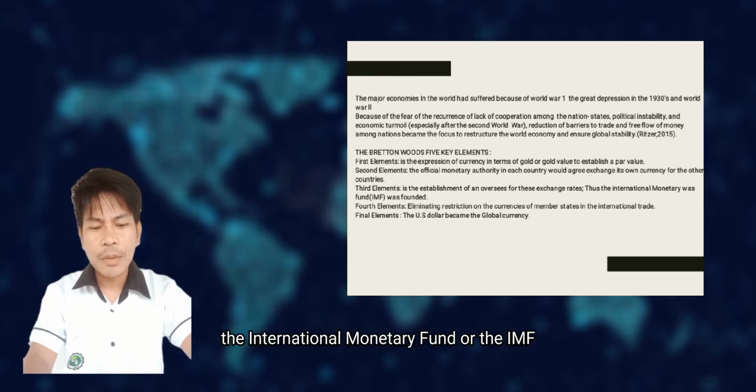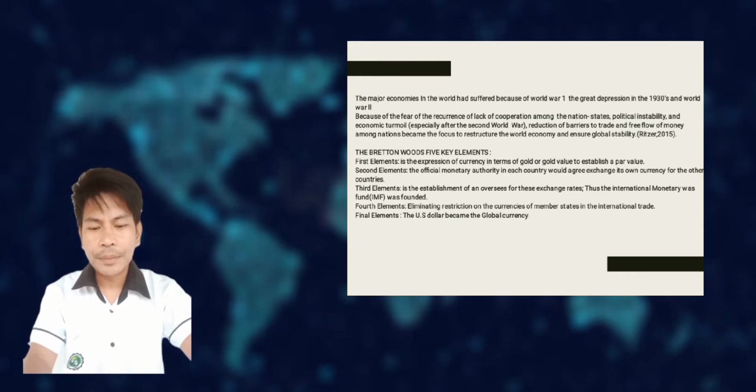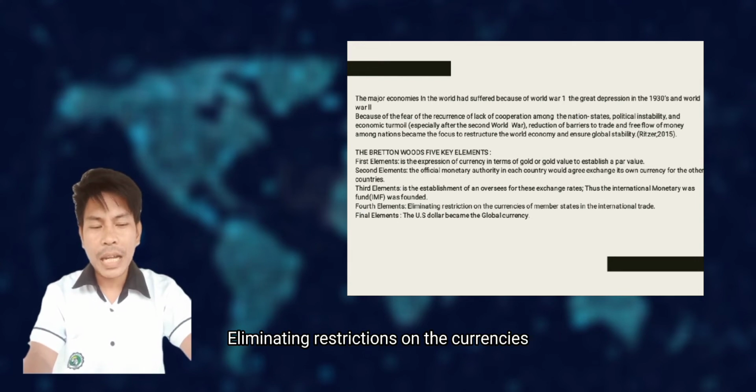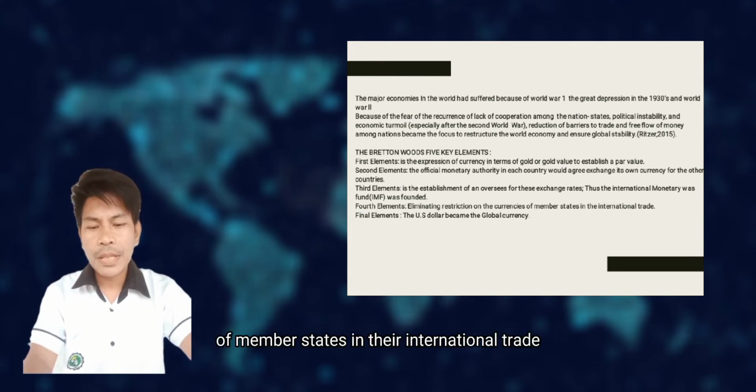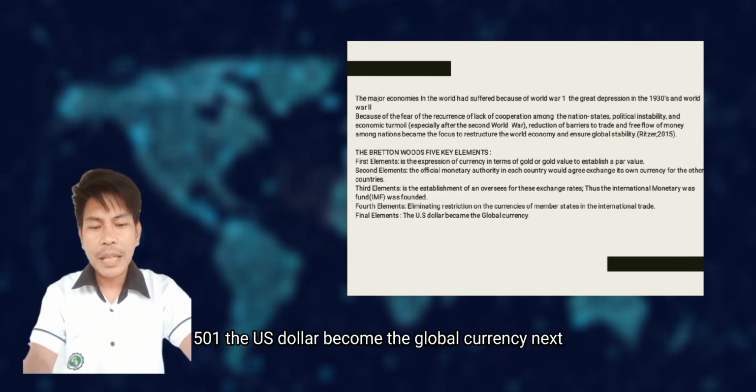The International Monetary Fund or the IMF was founded. Fourth element, eliminating restrictions on the currencies of member states in international trade. Fifth element, the US dollar became the global currency.